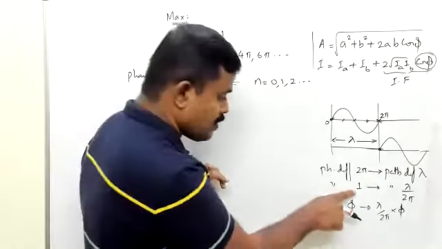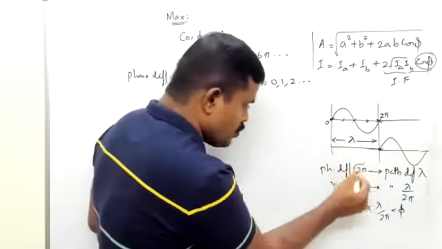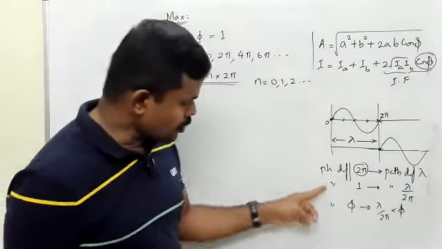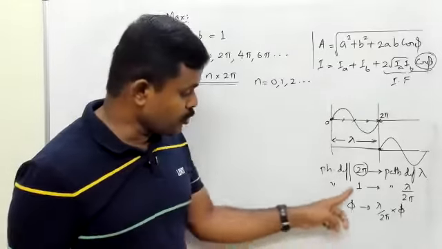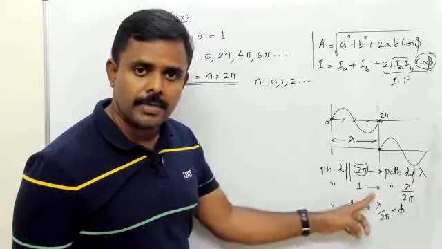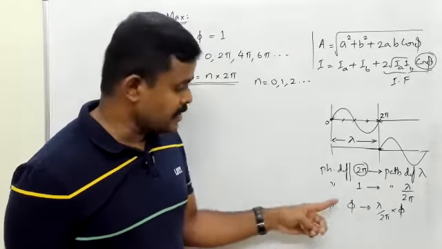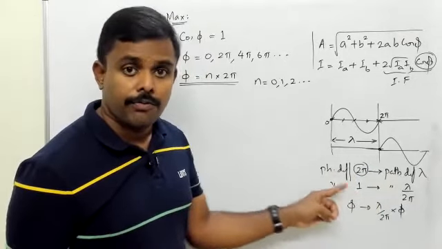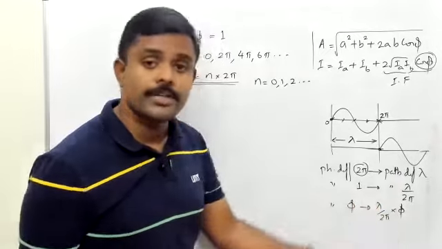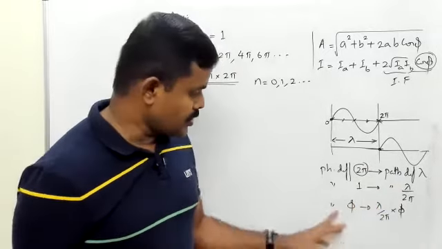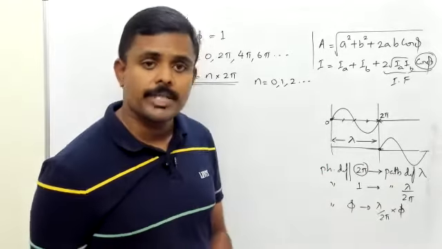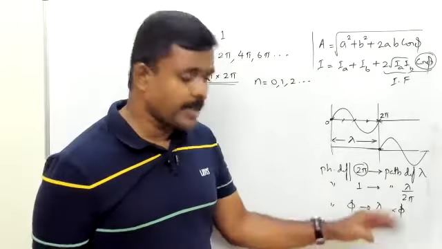So what is the path difference for a phase difference of 1? This 2 pi will be taken to the denominator: lambda by 2 pi. So for 2 radians it is lambda by 2 pi into 2, for 3 radians lambda by 2 pi into 3, for 10 radians lambda by 2 pi into 10, for 5 radians lambda by 2 pi into 5. Understood? For a phase difference of 5, the path difference is lambda by 2 pi into 5.